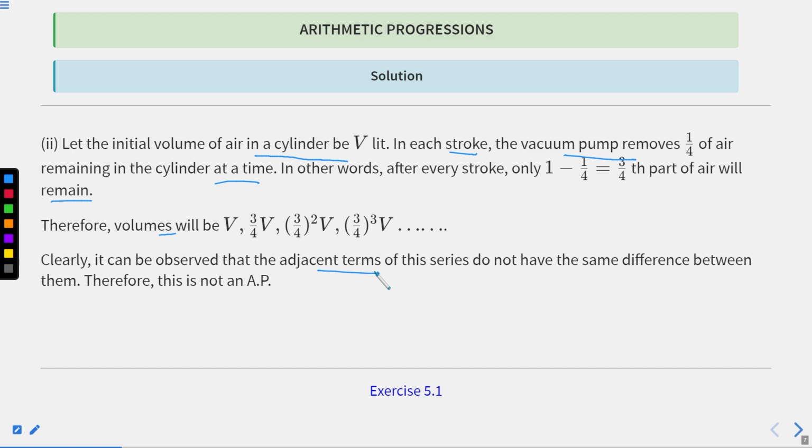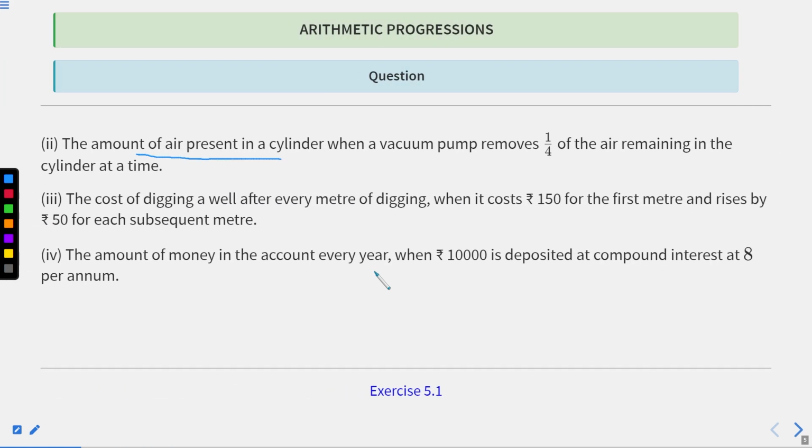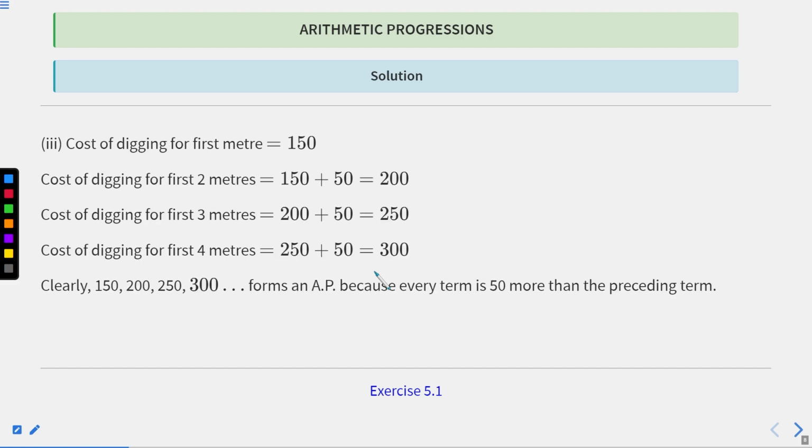Now let us see question number 3. In question number 3, it asks the cost of digging a well after every meter of digging, when it costs rupees 150 for the first meter and rises by 50 rupees for each subsequent meter. Let us see how to solve it.